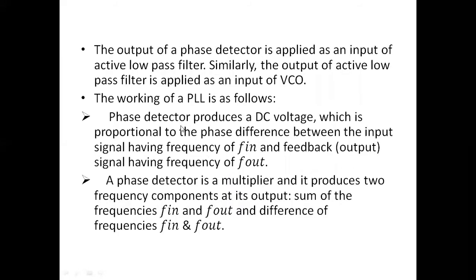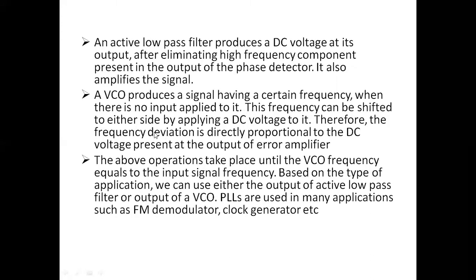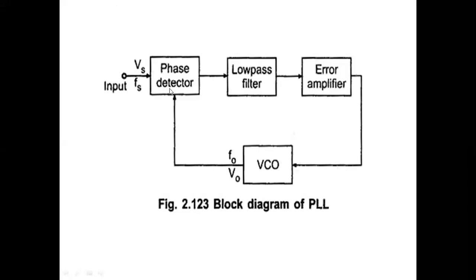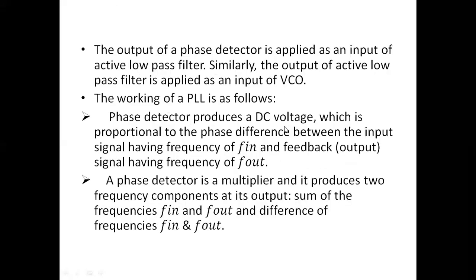So here the output of the phase detector is applied as input to the active low pass filter, and the output of the filter is applied as input to the VCO. The working of the PLL is, first the phase detector produces a DC voltage whenever you apply some input. It is proportional to the phase difference between the input signals having frequencies Fin and Fout.